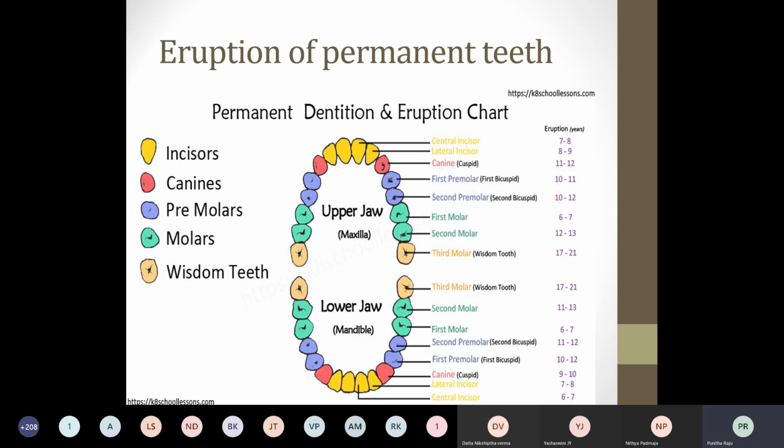This is a figure showing you again the different teeth and when they erupt in the case of permanent teeth.